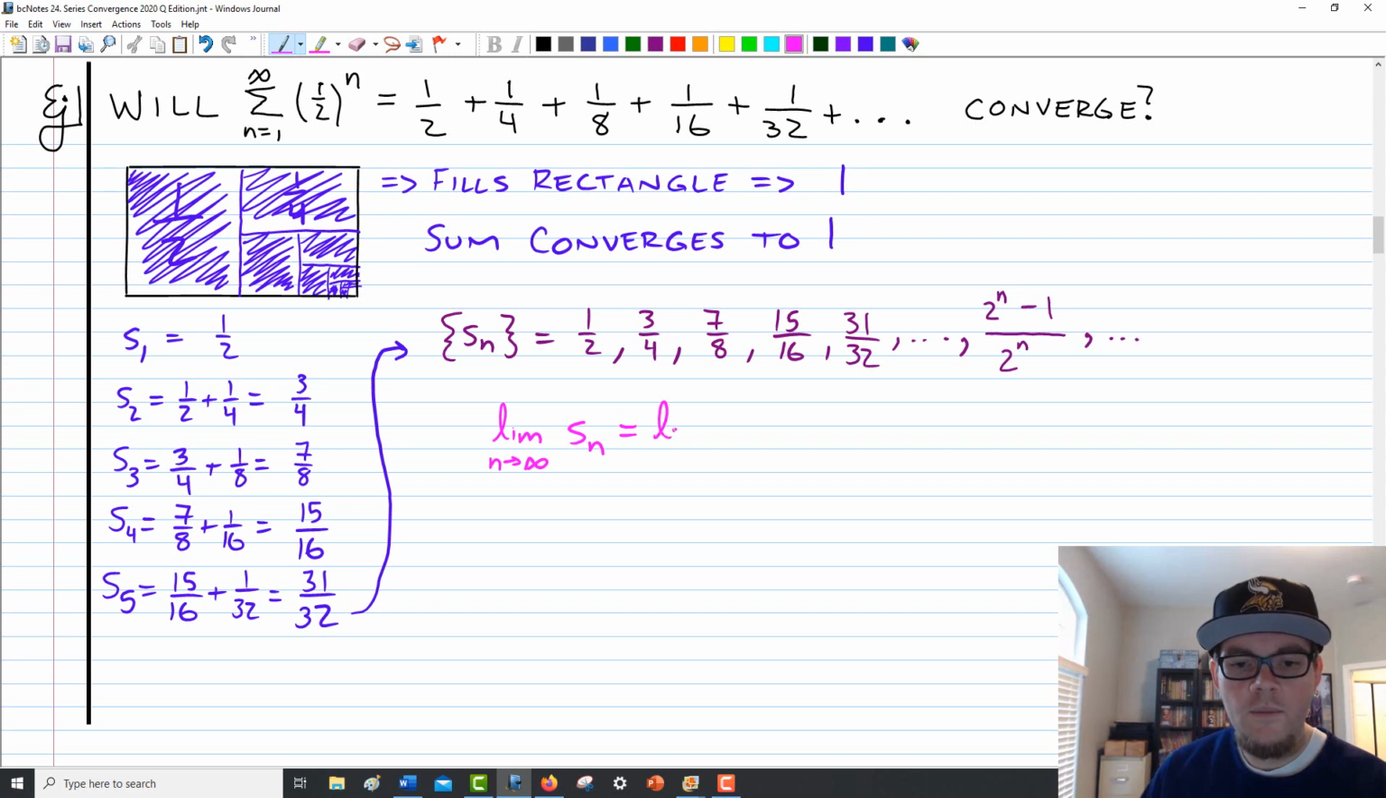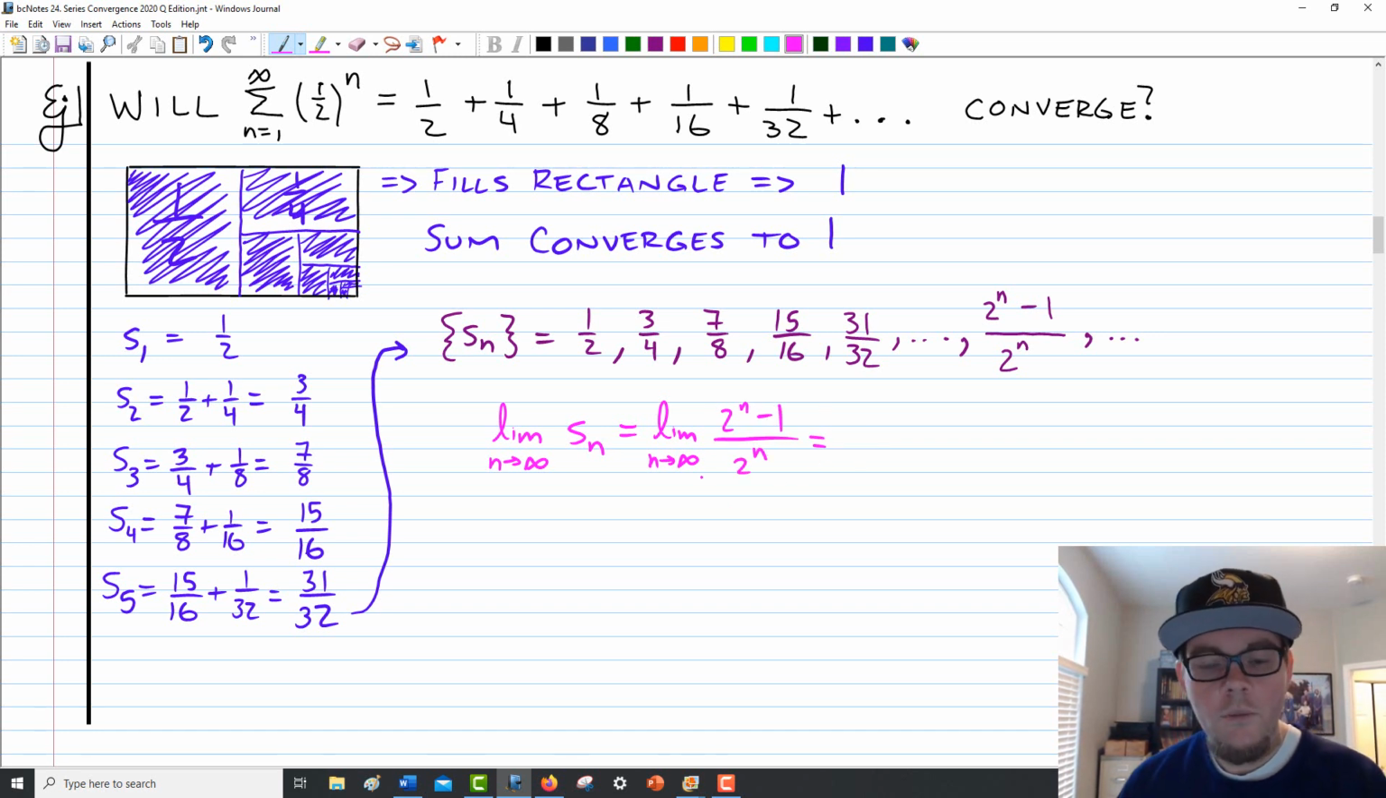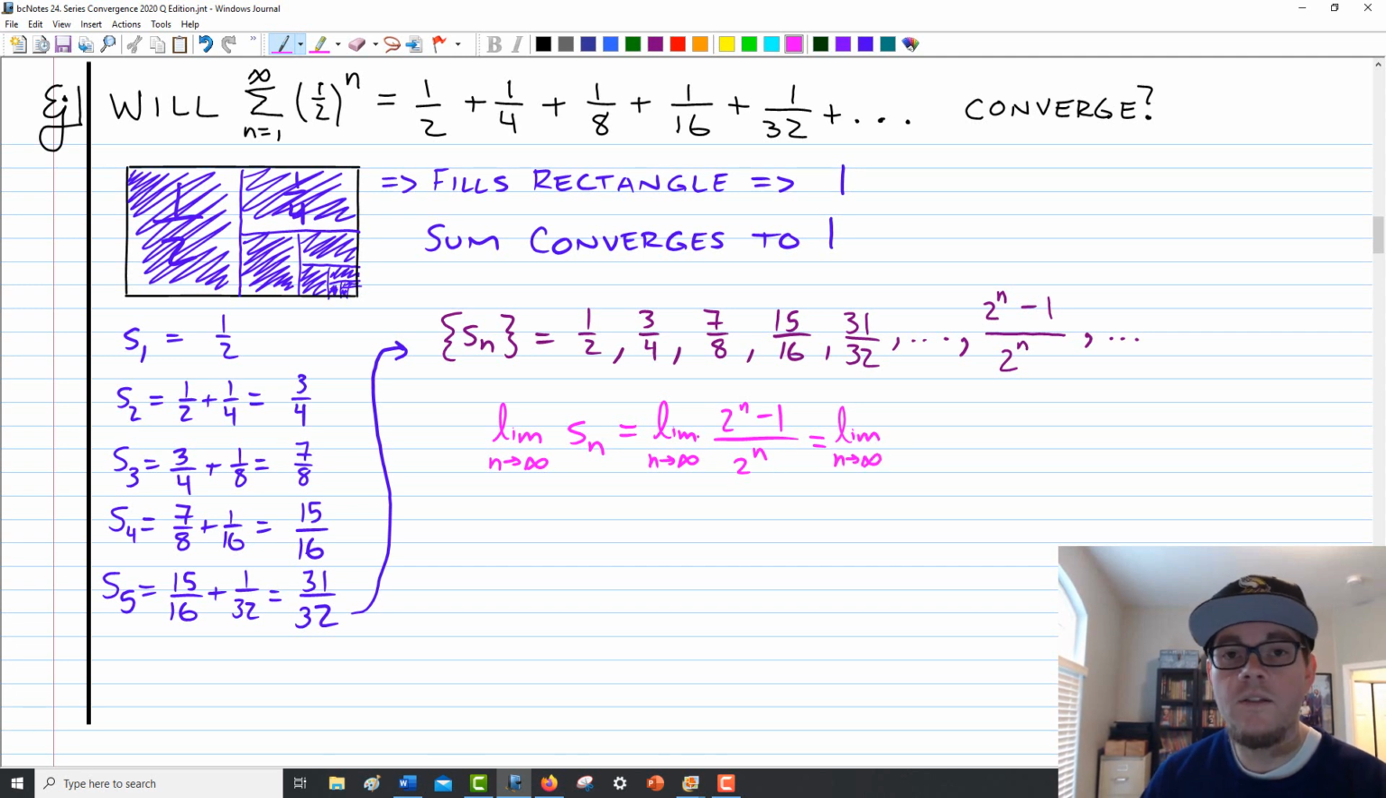So in this case, that's the same thing as the limit as n goes to infinity of (2^n minus 1) over 2^n. Now, depending on how you approach things, you can do this a lot of different ways. I might point out that a clever algebraic way to do this would be to separate this into 2 separate fractions. This is the same thing as 2^n over 2^n, which is just 1 minus 1 over 2^n.